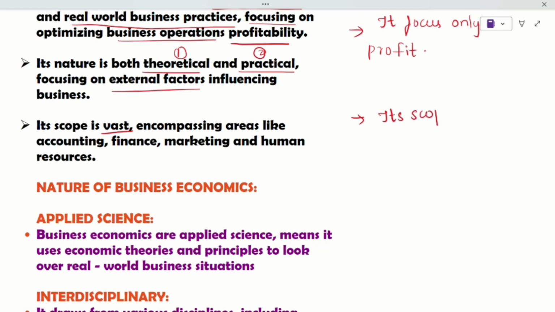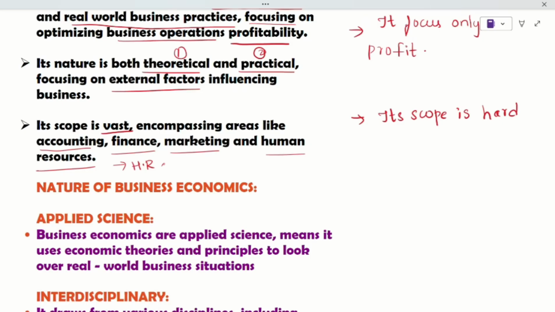I said before, nature of business economics and scope of business economics. In the nature of business economics, applied science is the first thing. We call business economics applied science also. Why? Because it uses economic theories and principles to look at real world business situations, and to see real world business situations, this applied science is important.